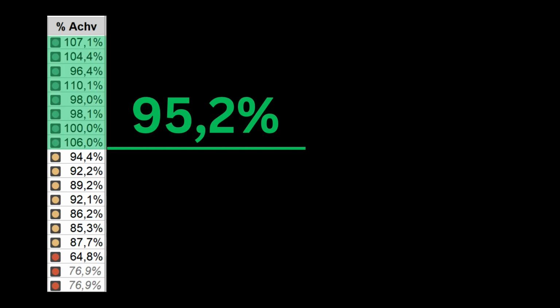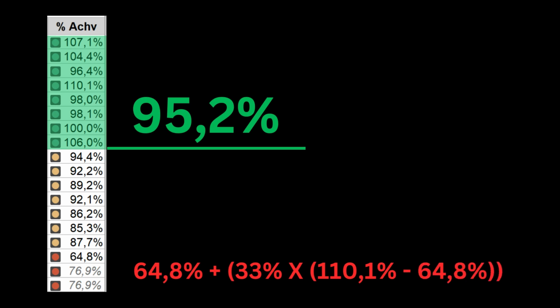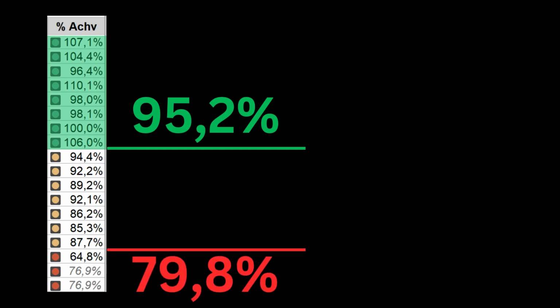Then for the red light, the same formula is applied. 64,8% plus 33% times 110,1% minus 64,8%. The result is 79,8%, which represents the highest threshold for the red light. It means that every value that is less than 79,8% will get a red light icon. And the rest values that fall between 95,2% and 79,8% will get a yellow light icon. Okay, back to the data.